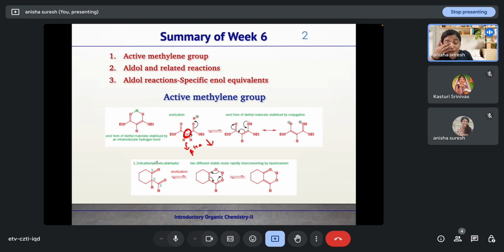And in the case of ketoaldehyde, as you can see here, it can undergo enolization. It will lead to formation of a six-membered species by formation of intramolecular hydrogen bond. So these two different stable enols undergo rapid interconversion by means of tautomerism. As you can see here, this OH will break, this double bond will shift, and it will lead to formation of an OH here. So these different stable enols will interconvert by means of tautomerism.